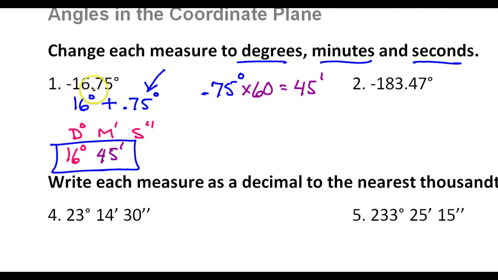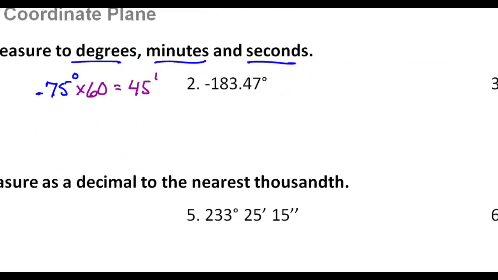Okay, so 16.75 degrees. Oh, I almost forgot the negative sign. All right, it starts off negative, so it'll still be negative. So 16.75 degrees is the same thing as 16 degrees 45 minutes. Okay, let's look at the next one.